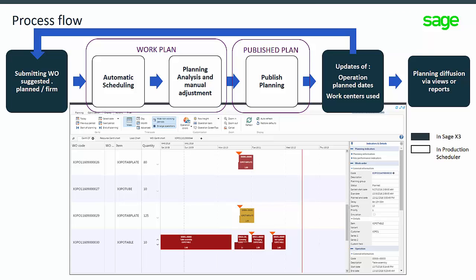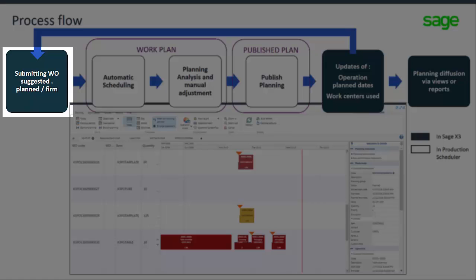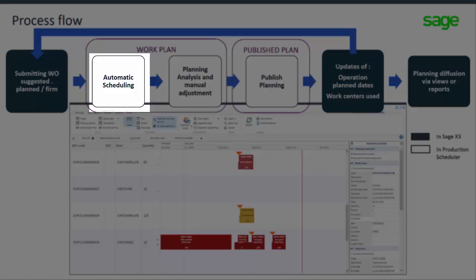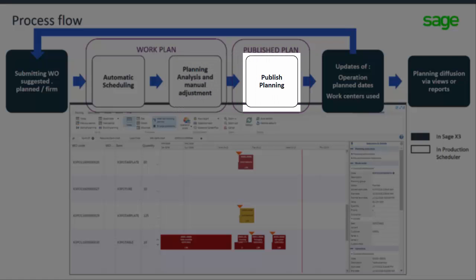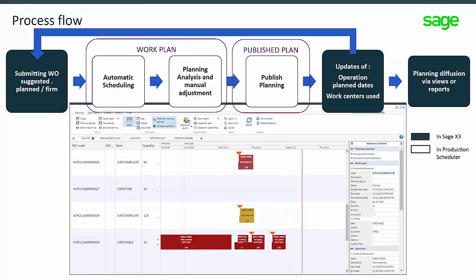The process starts with the submission of the work orders to the production scheduler. The first steps to perform are to run the automatic scheduling to assign a resource to all new work orders and to optimize the scheduling. Next, you'll be able to display the loads, perform manual modification and optimization to better adapt the scheduling to your company-specific constraints. Once the changes are complete, you can publish the planning information to create the published plan. This plan cannot be modified until the next work order plan is published.